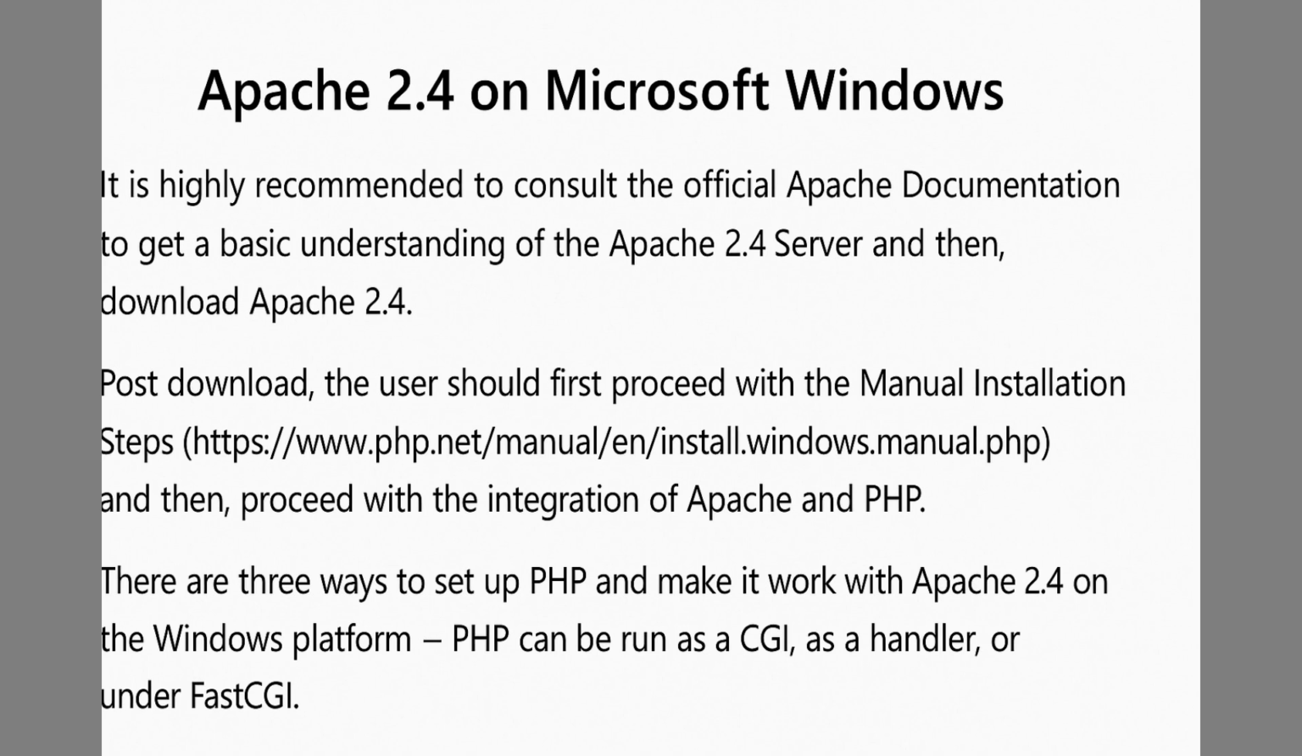Once PHP is installed, the next task is to integrate PHP with Apache. There are three primary ways to set up PHP to work with Apache 2.4 on Windows. PHP as a CGI, Common Gateway Interface. In this method, PHP runs as an external program that Apache communicates with whenever a PHP file is requested. It's simple to configure, but not the fastest option.